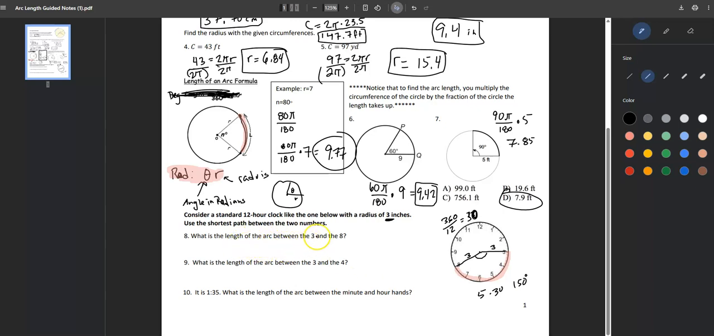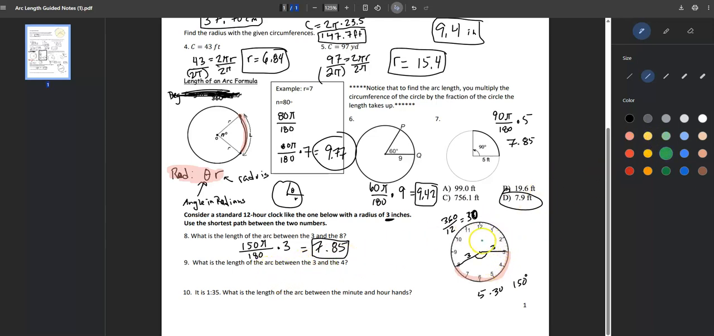To find the arc length, my angle is 150 degrees, but remember I'm going to multiply that by pi over 180, and then multiply that by the radius of 3, and that'll give me my value. So let's do that right now. When I do that, I end up with 7.85. So that would be how far that distance is in the red.